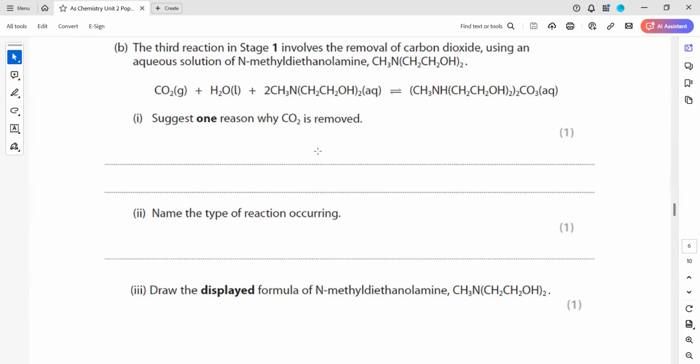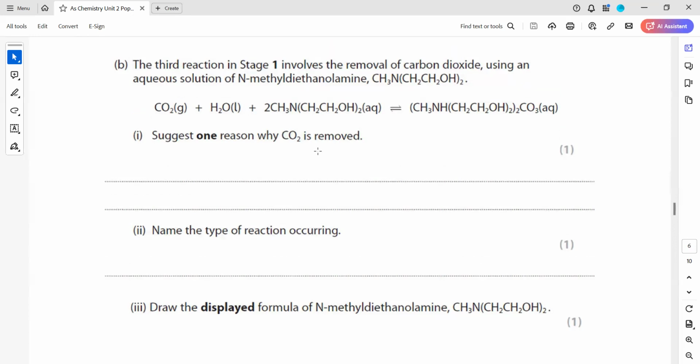Then the third reaction in stage 1 involves the removal of carbon dioxide using aqueous solution. So what is the reason for removing carbon dioxide? You can refer to the effect of carbon dioxide on the atmosphere. It is a greenhouse gas, so emission to the atmosphere may lead to global warming. You can mention that.